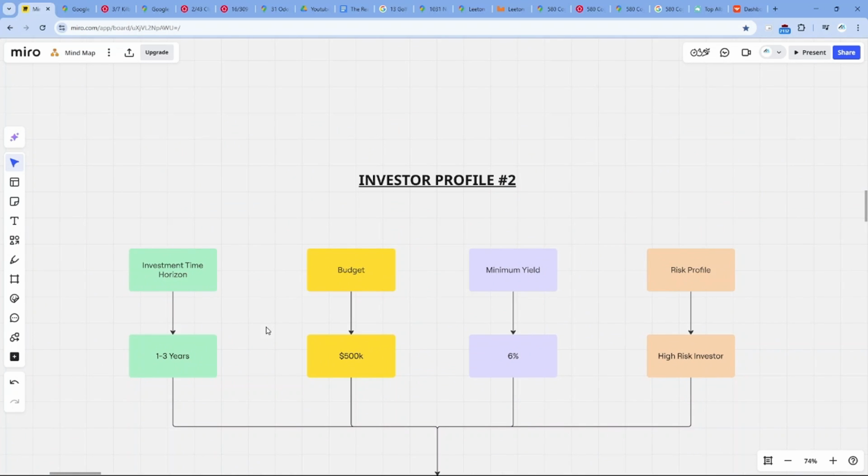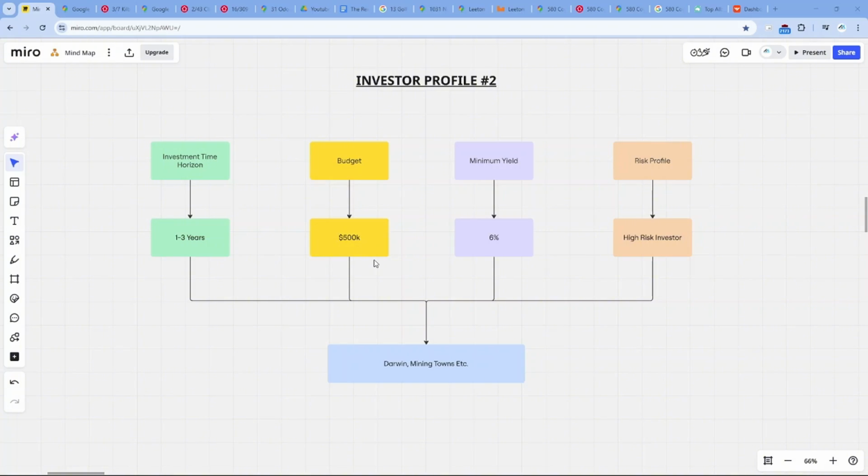All right, let's have a look at the second one. Investment time horizon is 1 to 3 years, right? You're looking for a short-term equity growth. You're looking to make some money quickly. You might even sell it after 3 years. Your budget is only $500K, but you want high yields. You're looking for 6, maybe 7 plus yields, and you're a high risk investor. That is your risk profile. So you're not like the first person, you're like the second person. You like taking a bit more risk. So where can you go?